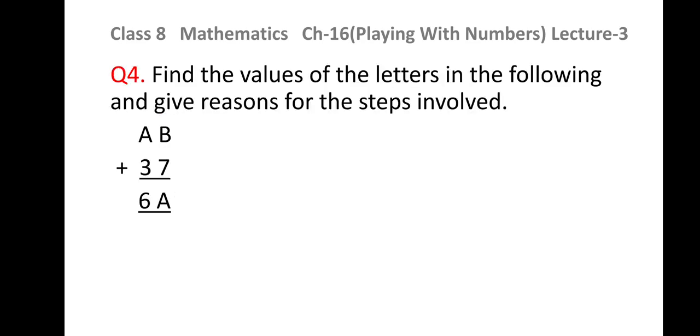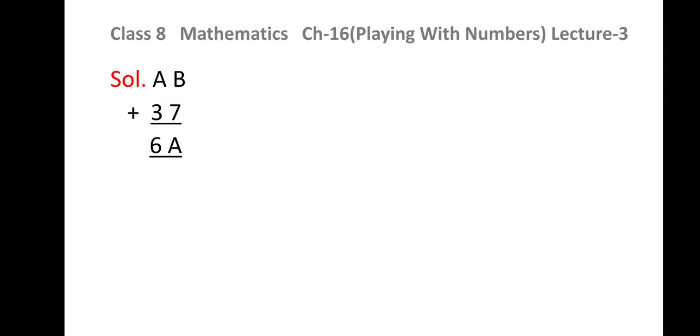Question number 4 says, find the values of the letters in the following and give reasons for the steps involved. Now, in a few questions, apart from the unit column, you can look forward to the next columns also. Or in a few questions, you can go with the unit column. Let us see now. AB plus 37 should be equal to 6A. What should be the values of A and B so that if I add 37, my answer is 6A? This is the question: AB plus 37 should be 6A.